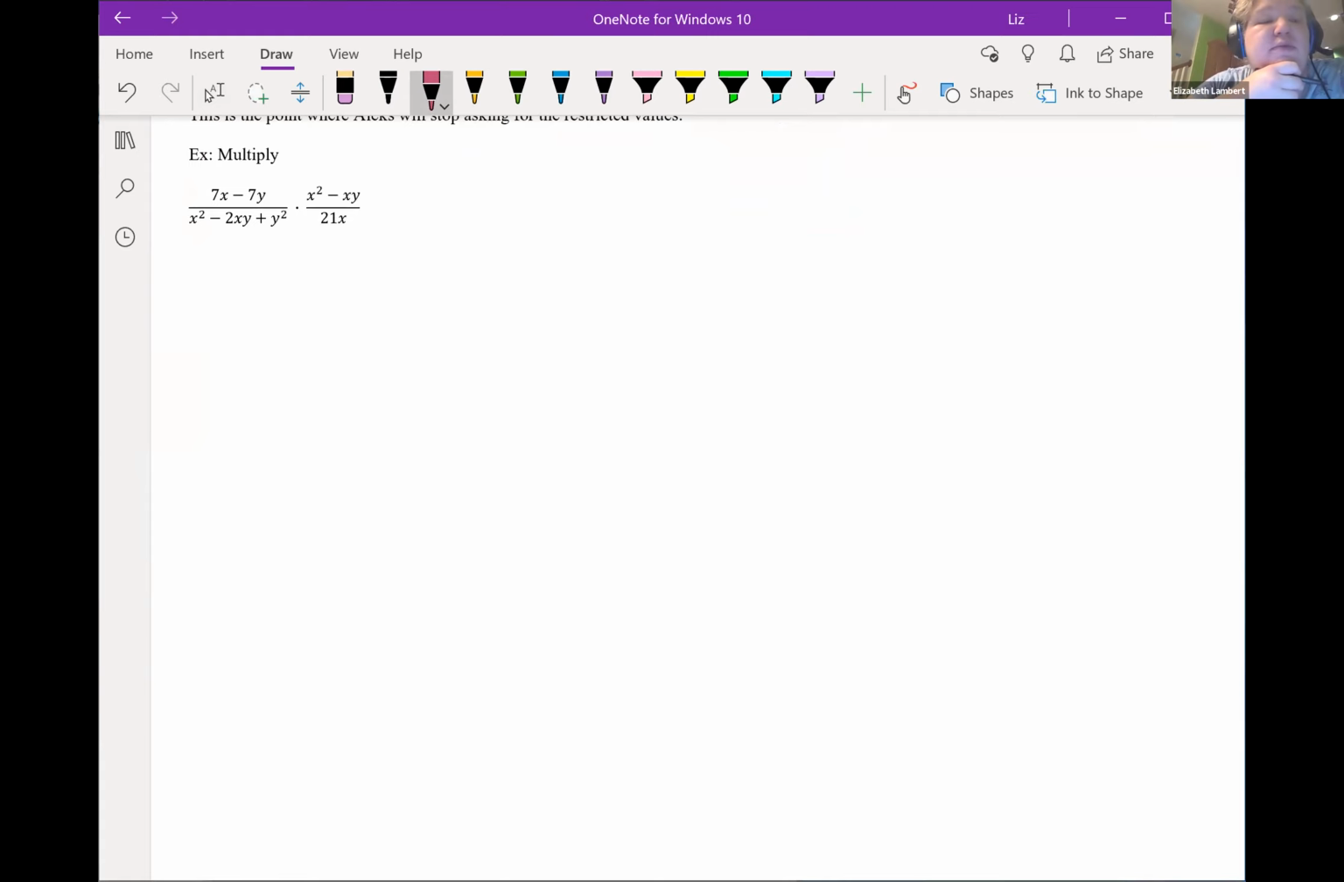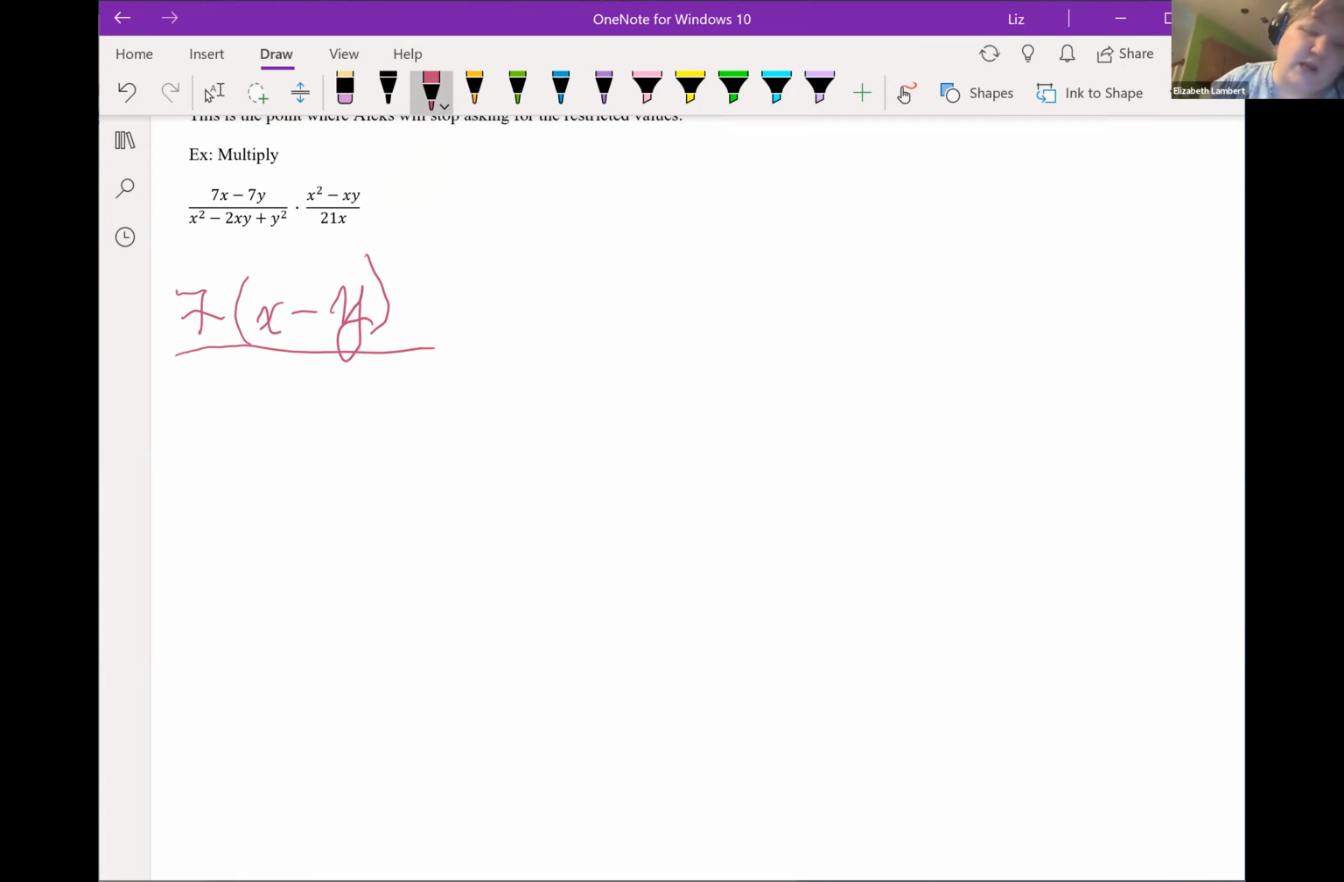All right. So it's multiplication. Don't have to worry about flipping the fraction thing. So the next thing you do is factor everything. If it can be factored, factor it. If you're not sure, try. So our first one, the 7x minus 7y, they have 7s. So we have an x minus y there.